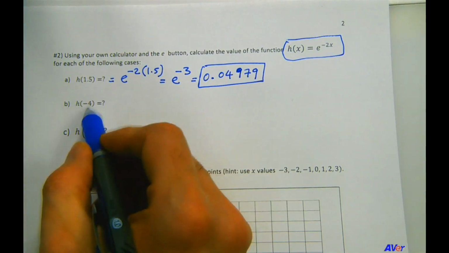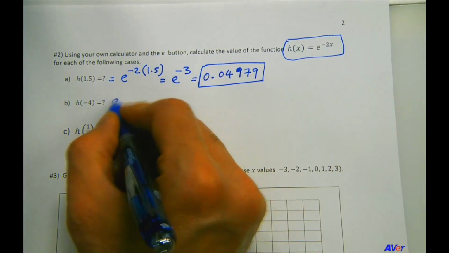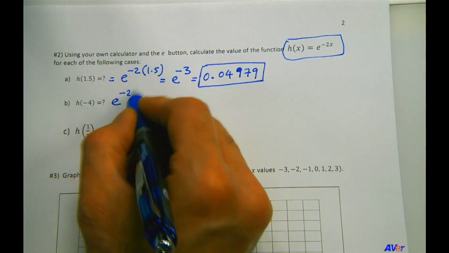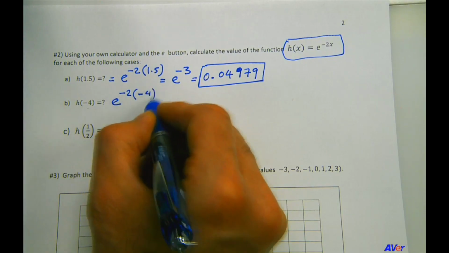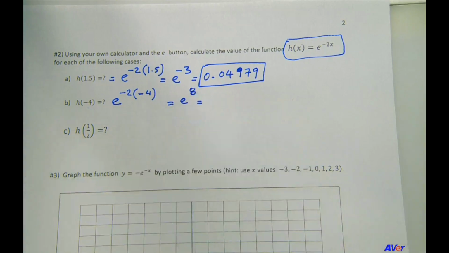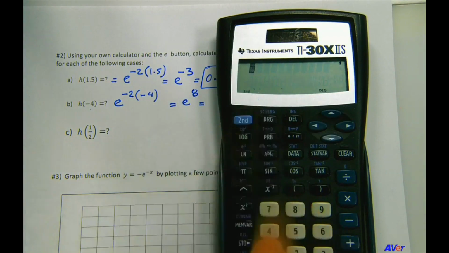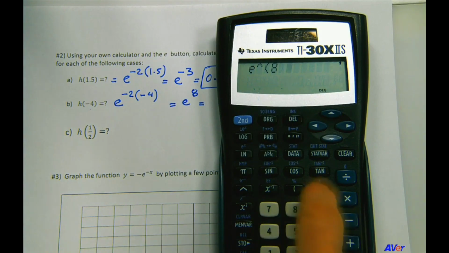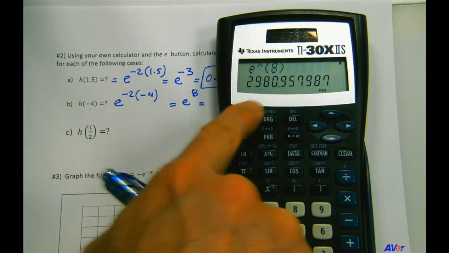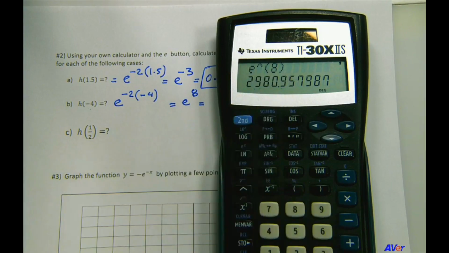Okay. How about this one? The function h at x equals -4. Well, that would be e to -2 times -4 equals e to +8. So let's calculate this quantity. E to the 8, I activate the E button again, E to 8 quantity, enter, and we have that, right? 2,980.96. I'm going to round that 0.95 to 96.